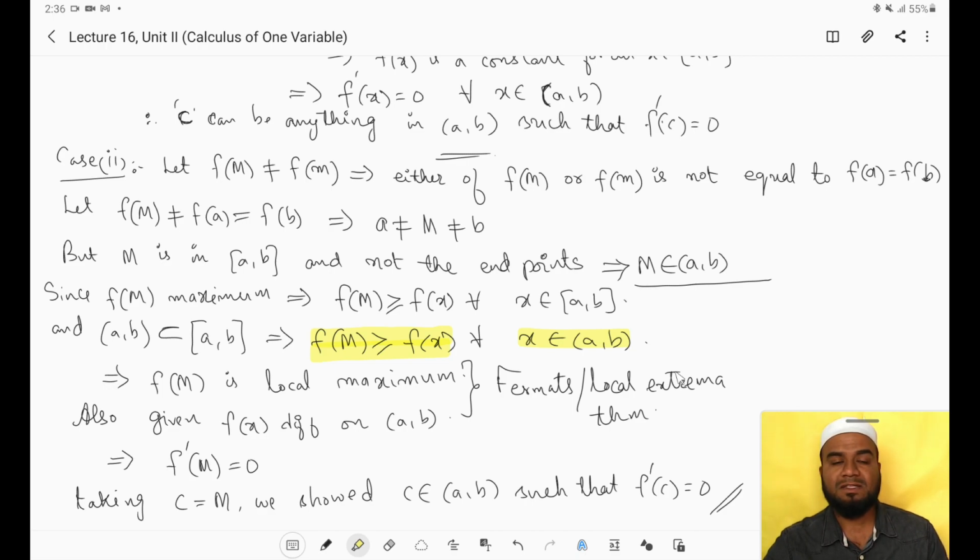As I told you, in this unit there will be 3 theorems, starting with Rolle's theorem, then the second one will be Lagrange's mean value theorem, and the third one will be Cauchy's mean value theorem. Among these 3 theorems, definitely one theorem will be asked in every exam, like state and prove Rolle's theorem, or state and prove Lagrange's mean value theorem, or state and prove Cauchy's mean value theorem. So we have to practice the statement as well as the proof. So this was the proof of Rolle's theorem.